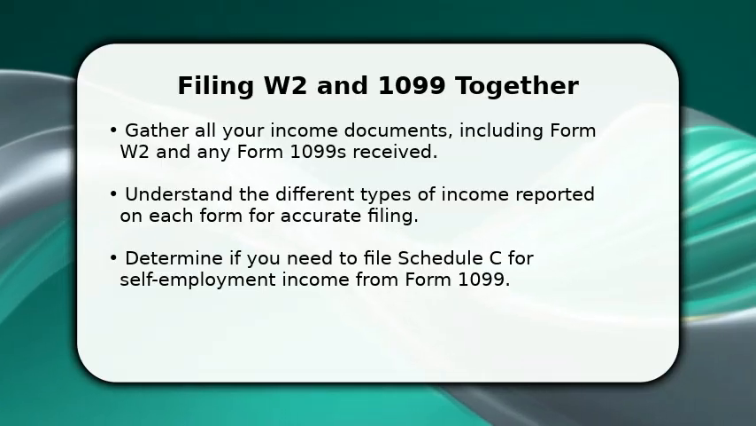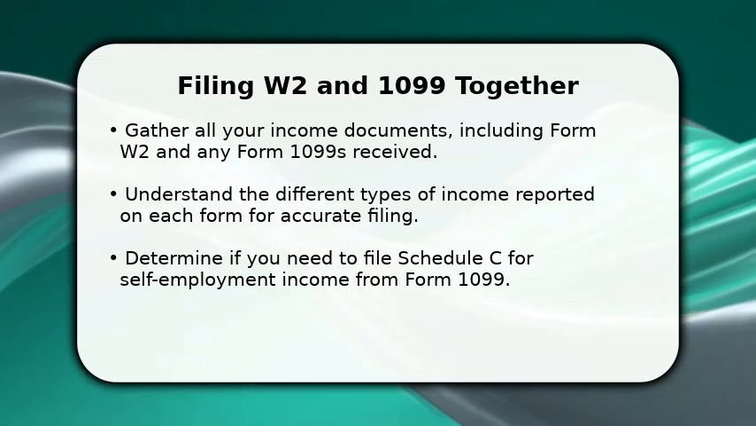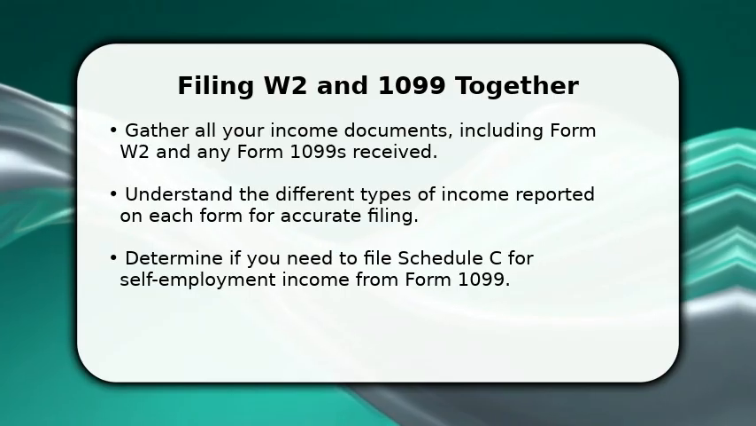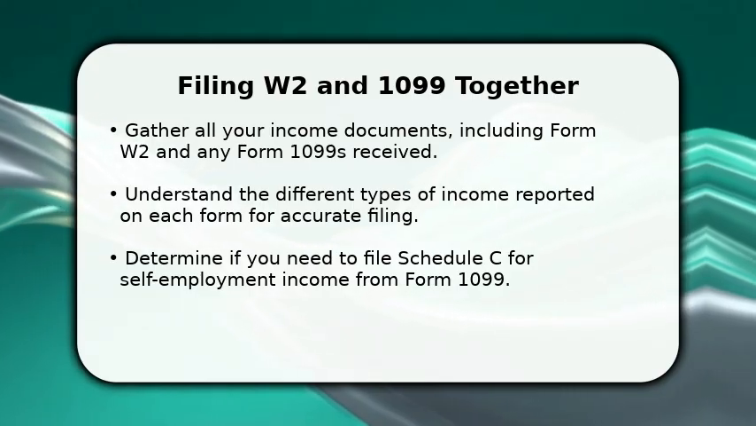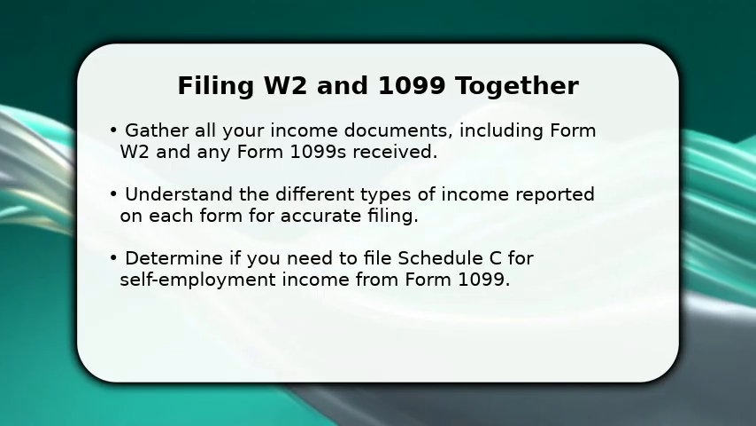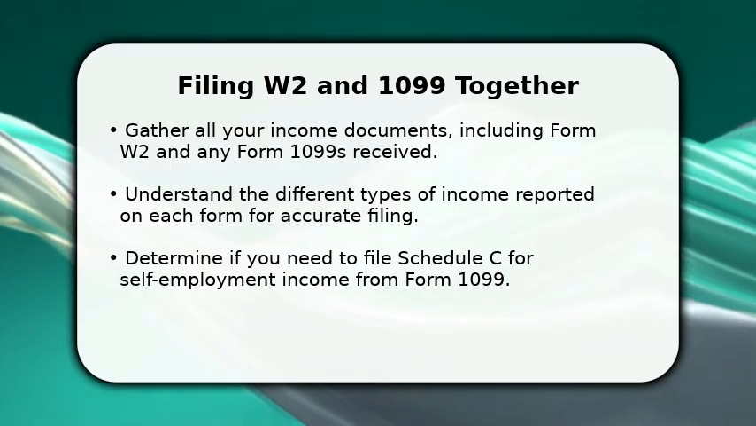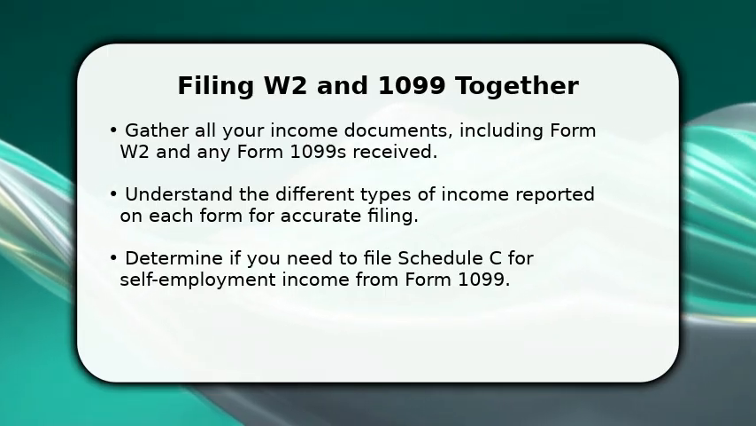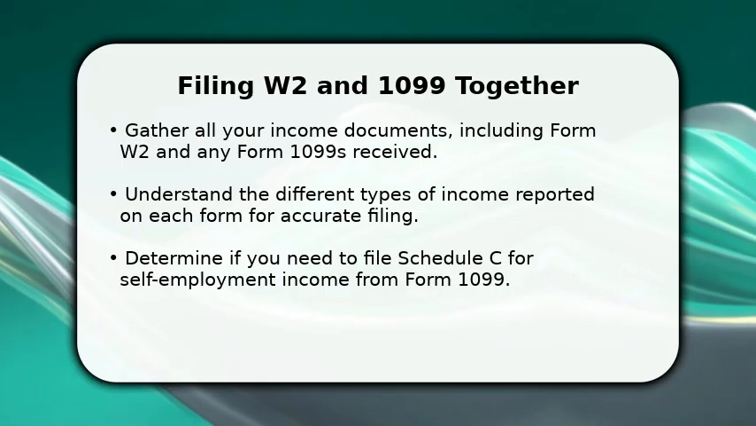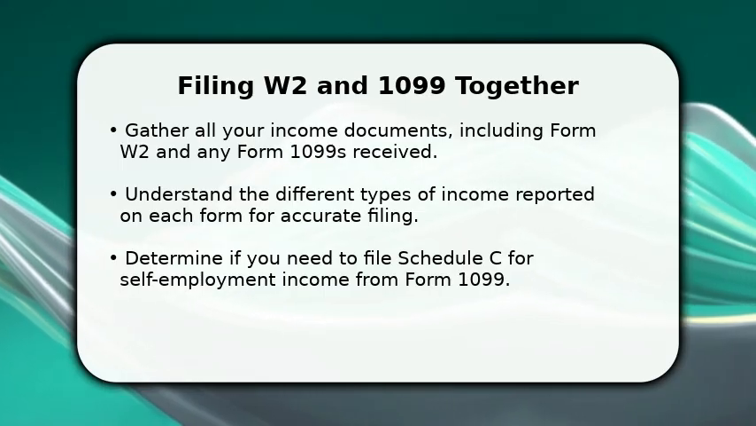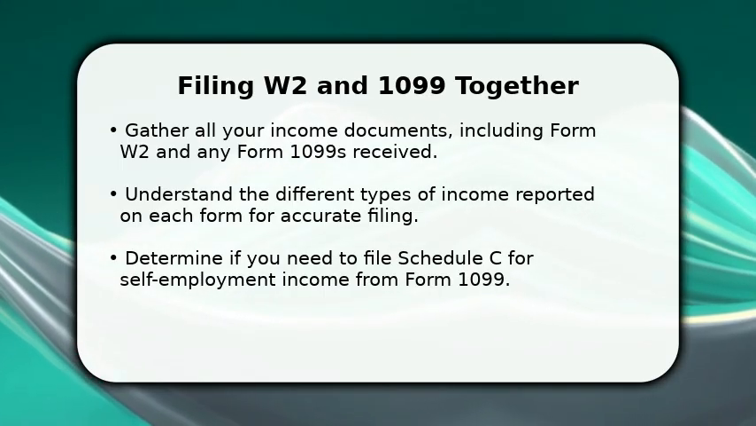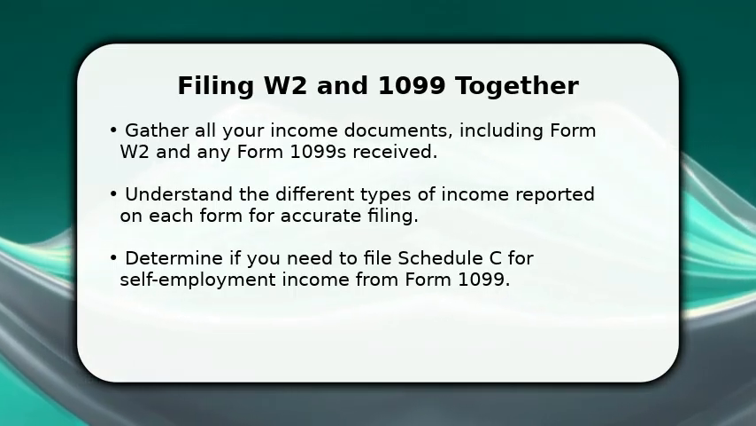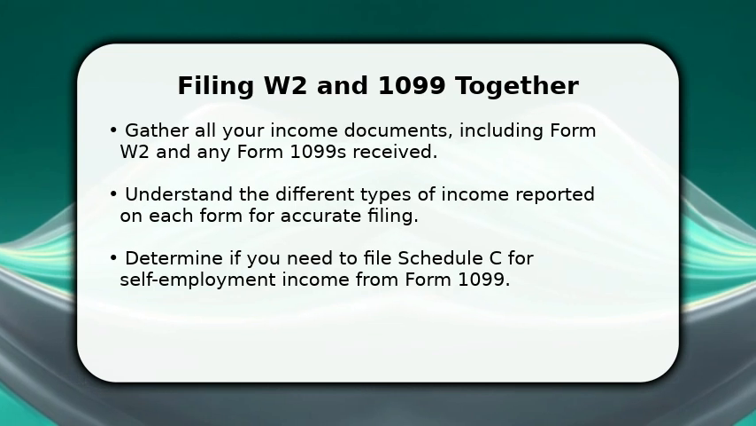In this video, I will explain how to file W-2 and 1099 together, ensuring you report all your income correctly to the IRS. It's crucial to organize your documents first, distinguishing between your traditional employment and any independent contractor work. We'll cover the essential steps to combine these income sources on your tax return, helping you navigate the process smoothly. This guide will simplify what might seem like a complex task, making tax season less stressful for you.